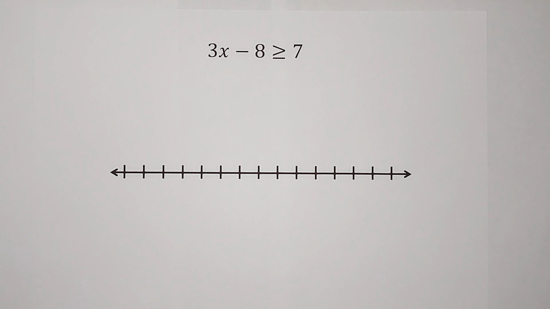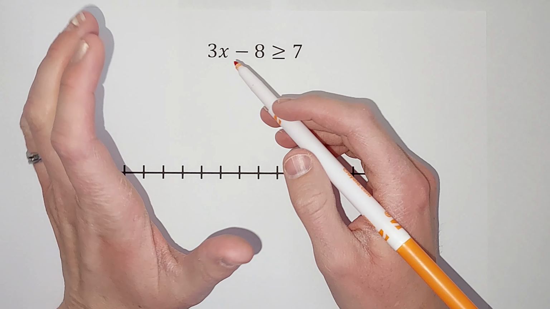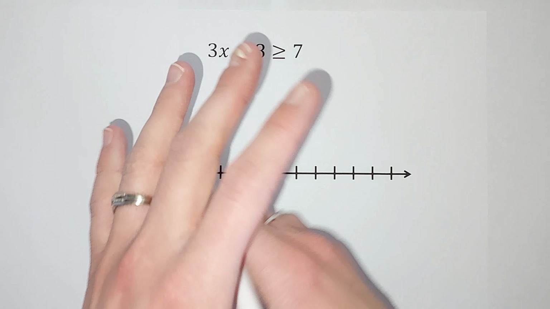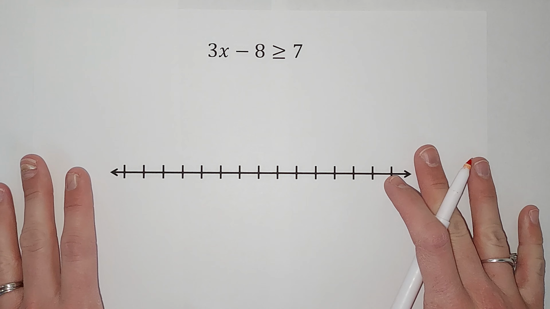Okay, so what is my whole goal here? I'm trying to figure out what x can be. Okay, so we're going to end up with a whole range of numbers that x can be. Okay, and if that doesn't make sense, follow along and it should make sense.